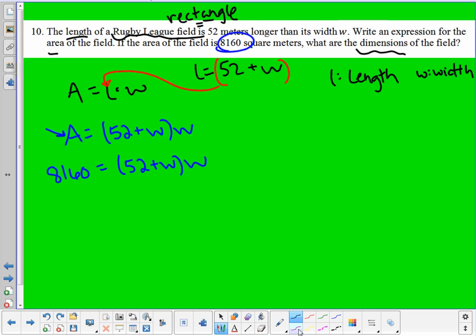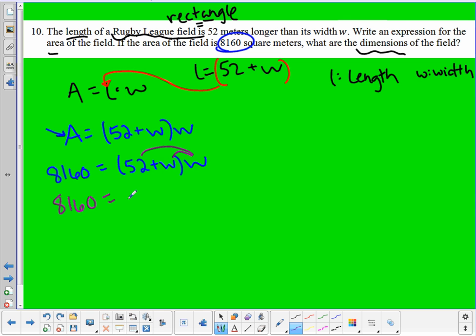Now I can finish solving. So now I'm going to distribute this W. So I have 8,160. 52 times W is just 52W. And then W times W is W squared. Okay, I want to solve this. I can't solve this as it looks right now. I need to set it equal to 0. So I'm going to subtract this 8,160 so that it's equal to 0. And I'm also going to go ahead and take the opportunity to rewrite my equation in standard form. So squared term comes first, then the middle term, then the minus 8,160 behind it.